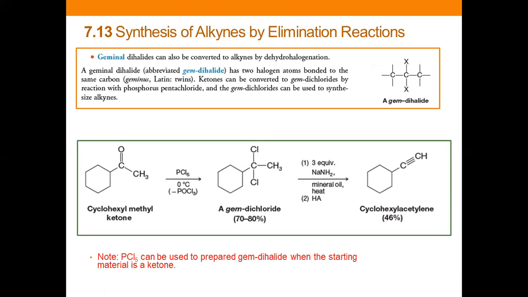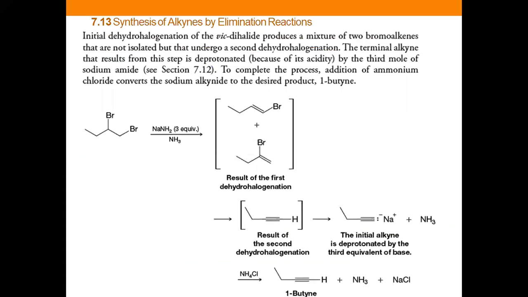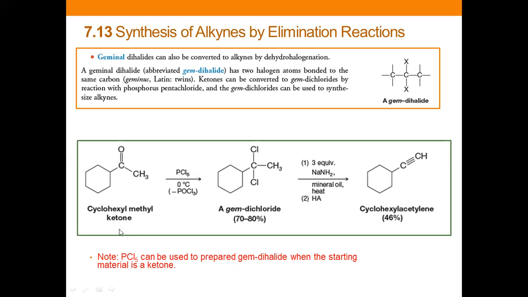So geminal dihalides can also be converted to alkynes by dehydrohalogenation. Here we have your vicinal dihalides, the ones that are neighbors, adjacent. We also have geminal dihalides, where both halides are connected to the same carbon. So you have this.